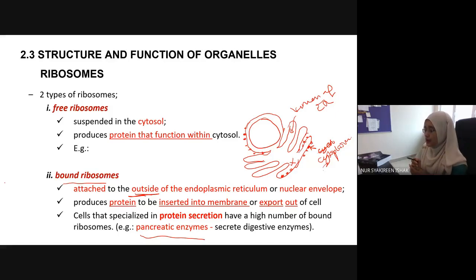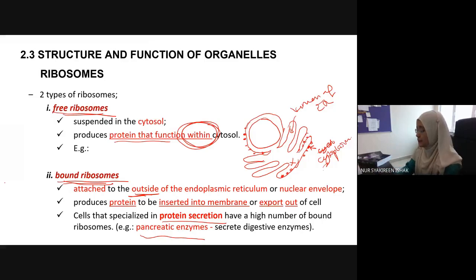So you have to know the difference in the function of free and bound ribosome. Free ribosome produce protein to be used within the cell. Bound ribosome produce protein to be secreted out of the cell, or to produce enzyme of lysosome, for example, or produce protein to be inserted into membrane. Protein to be inserted into membrane, we call it glycoprotein.